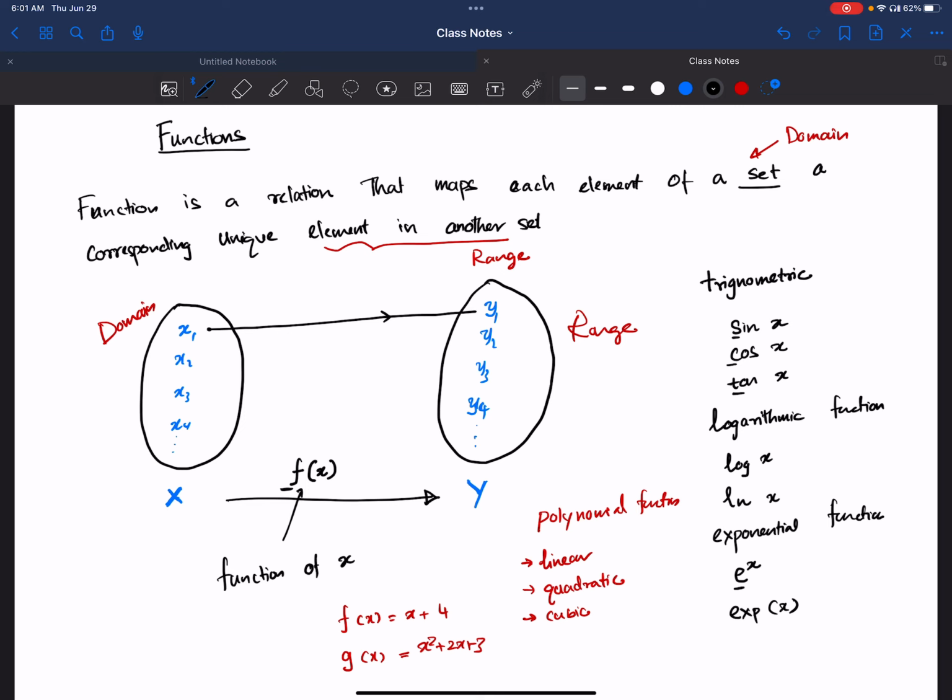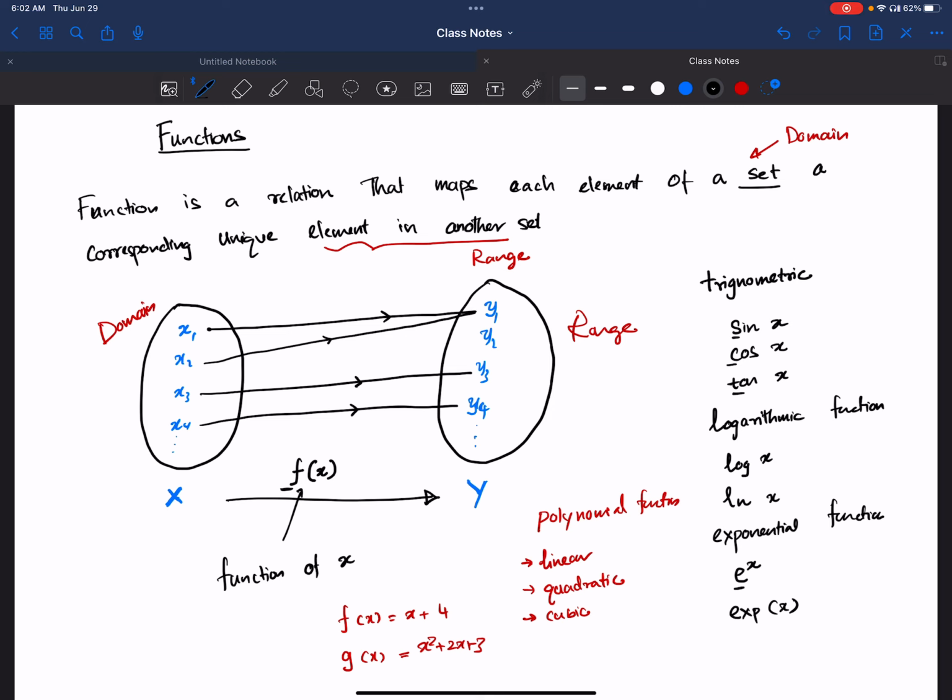It could be like this as well. Now x1 and x2 can both map to y1. It doesn't matter because x1 represents a unique element y1 and x2 represents a unique element y1. And x3 can map to y3 and x4 can map to y4 and y5 or whatever, depending on what the relation is, what the function is.